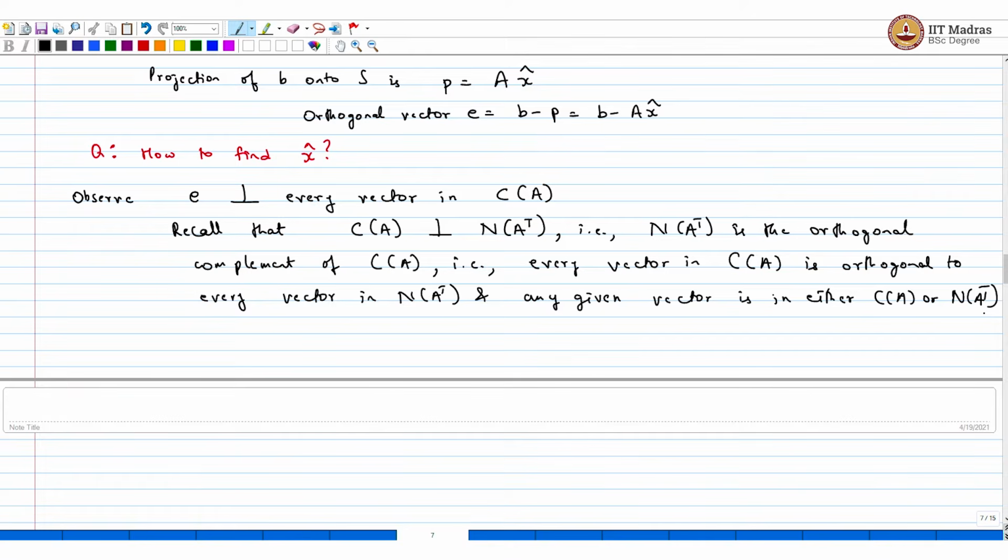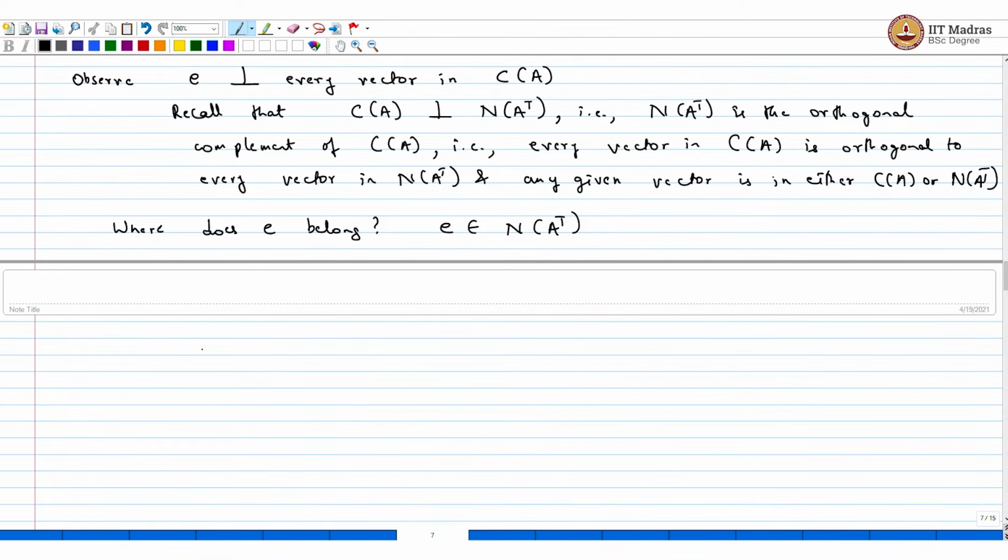Given this, where can e belong? The answer is, it's orthogonal to every vector in the column space of A. So e belongs to the null space of A transpose. That's all there is to it.